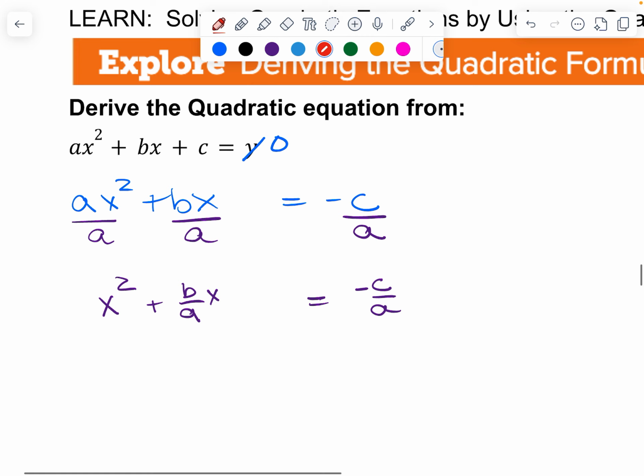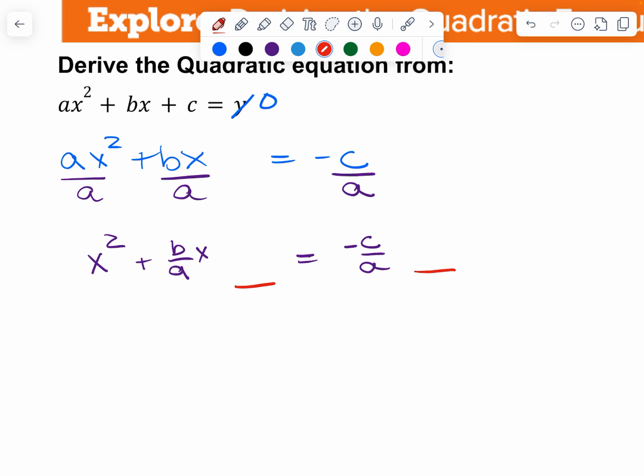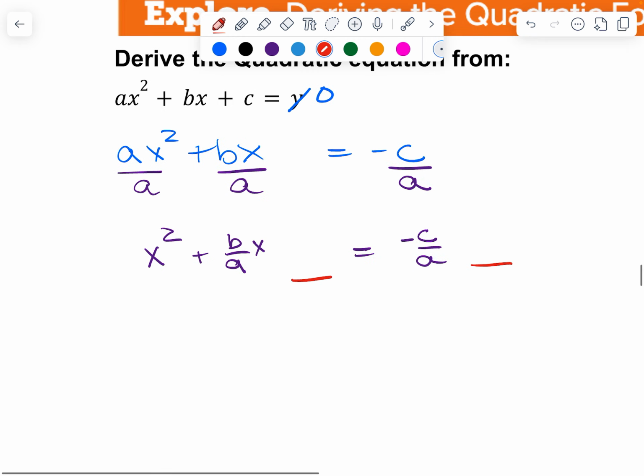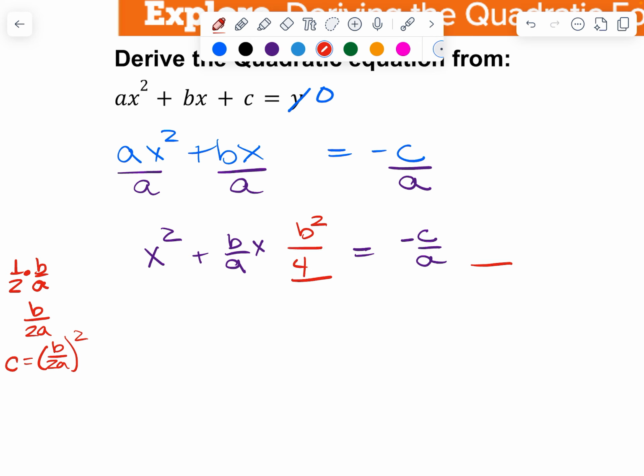Now, I need to find what goes here. So I'm going to do it off to the side over here. So b over a, I'm going to give myself room. 1/2 times b over a is going to get me b over 2a. So I'm going to square this. So this is going to get me b squared over 4a squared. So I have plus b squared over 4a squared.